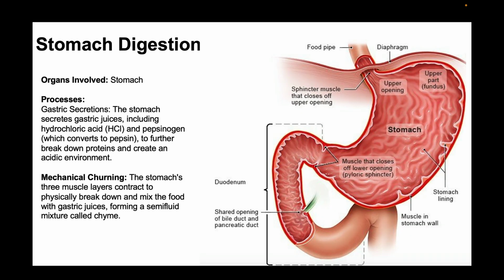In the stomach, gastric juices are secreted, including hydrochloric acid and pepsinogen, which turns into pepsin to help break down proteins and create an acidic environment. The stomach muscles then contract to mix the food with these juices, turning it into a semi-liquid substance called chyme. If you've had soda, like our subject did, the carbonation can produce gas and cause bloating.